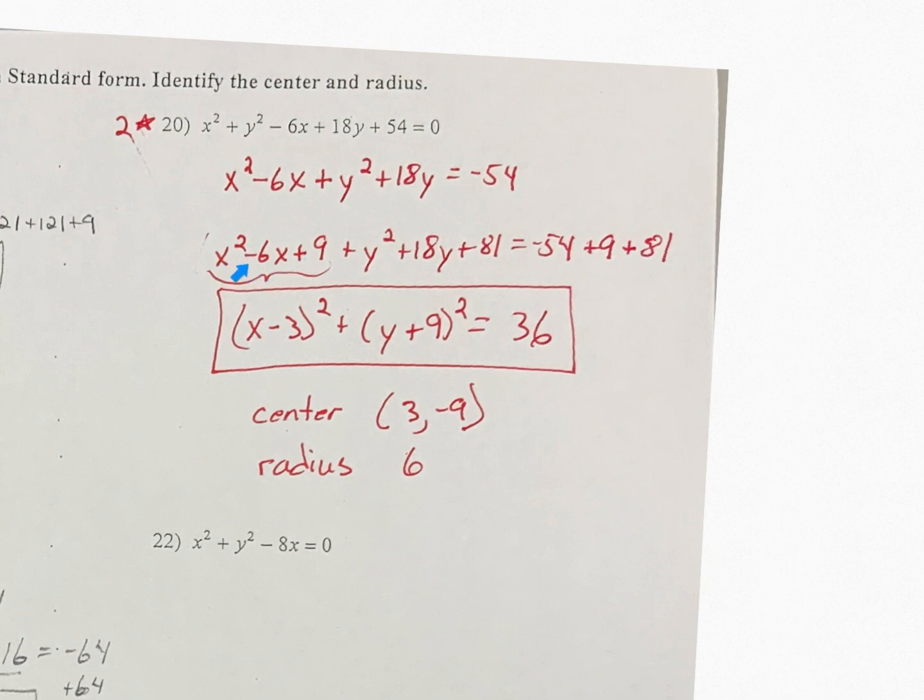The way that we factor x squared minus 6x plus 9 is we use half of the b term, or half of 6, which was 3. That's what we square. So (x minus 3) squared plus (y plus 9) squared equals 36. So the center is going to be positive 3 and negative 9. And if r squared is 36, then the square root of 36 is 6. That's the radius. Okay, and you will have a couple of those to do.